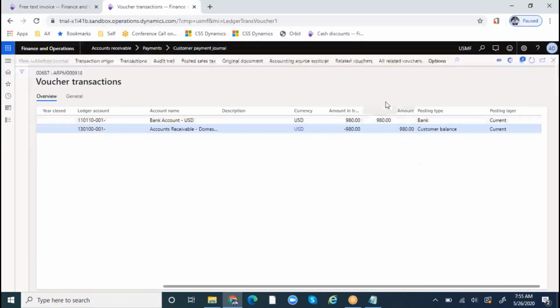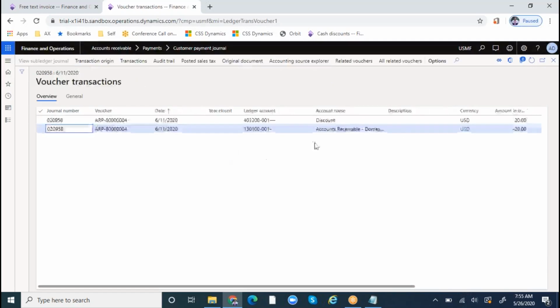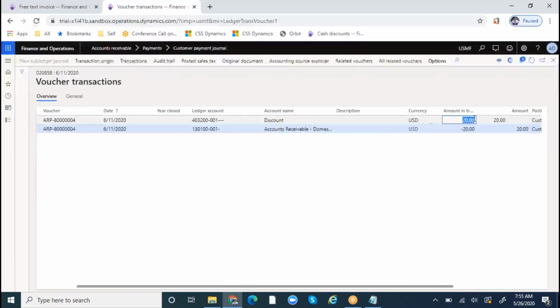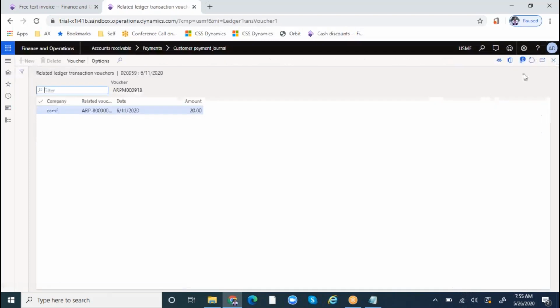Now, where was this 20? If you click on related vouchers, it will show the 20. You can click on that voucher. It will decrease the customer account by 20 and update the discount account. The discount account is whatever we have mapped, 403200 in the discount, that will be posted. Let me show you once again.